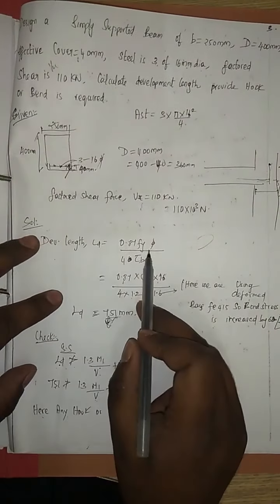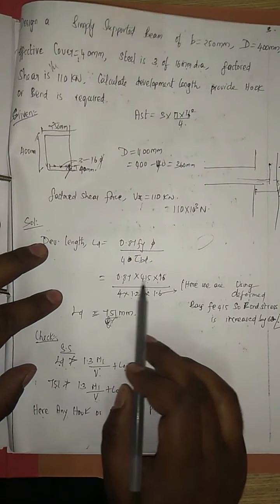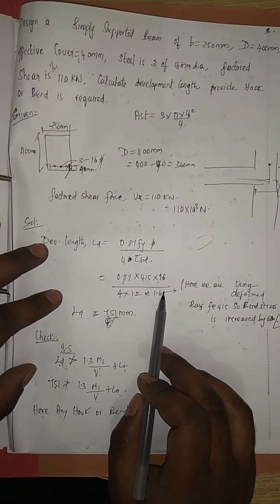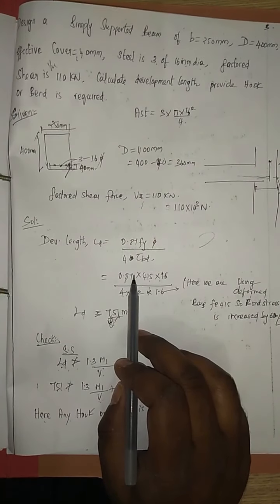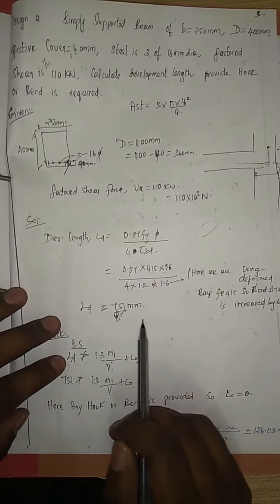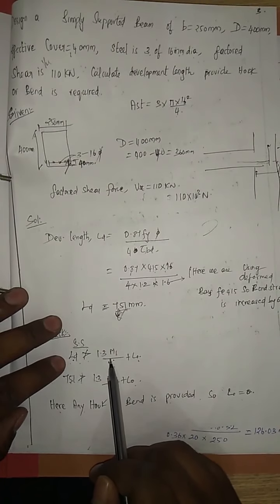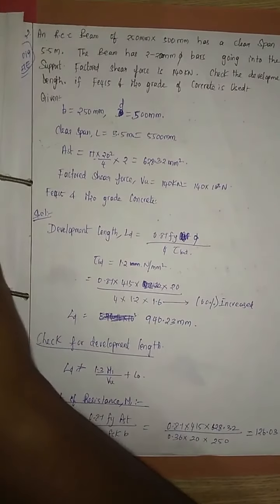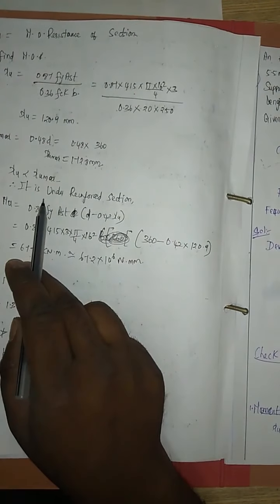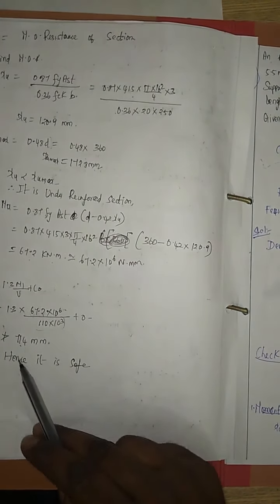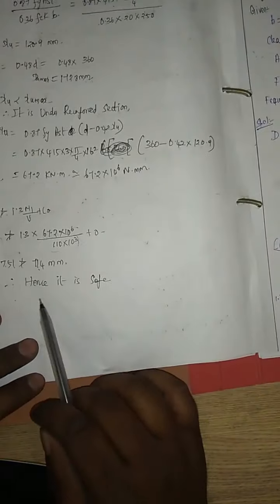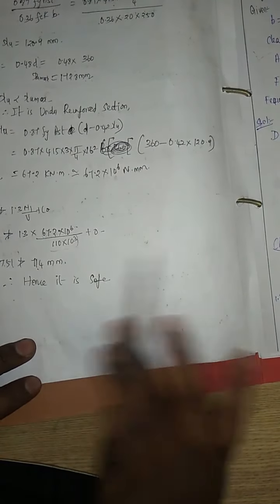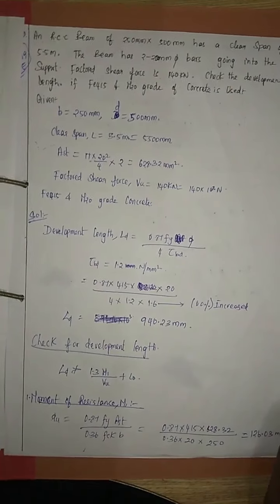Again I will explain. First you will write the formula. Next you will substitute the formula. You will find the development length. Then you will check. To check, you want to find the moment of resistance, and to find the moment of resistance, you want to find XU and XU maximum. So you will substitute the formula here, and you will find hence it is safe. If it is not safe, then write hence it is not safe. That's it. Okay. For your exam.